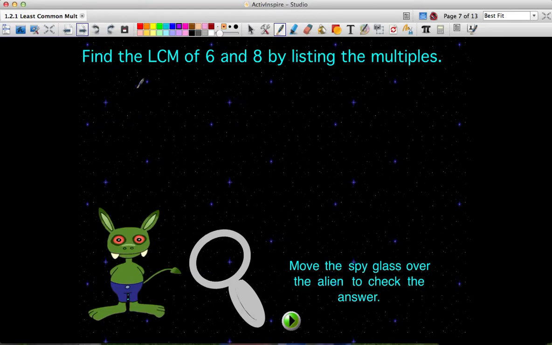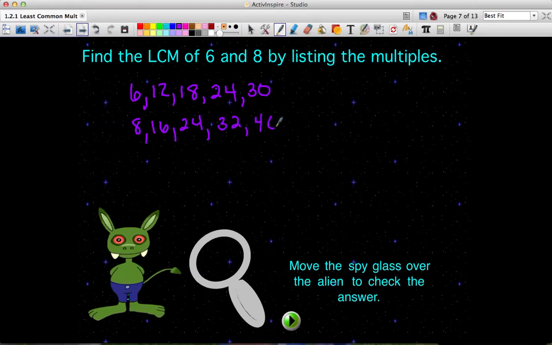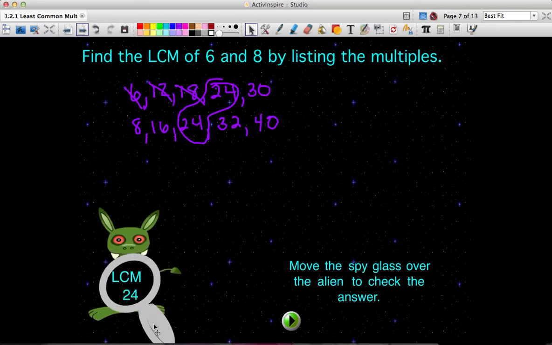All right, so you would list the multiples of 6 and 8. So I get 6, 12, 18, 24, and 30, and 8, 16, 24, 32, and 40. They don't have 6 in common, or 12, or 18, but they do have 24 in common. So you should have found that the LCM of 8 and 6 was 24.